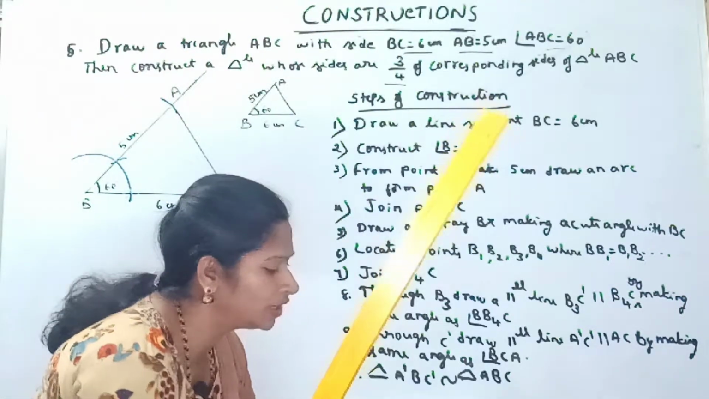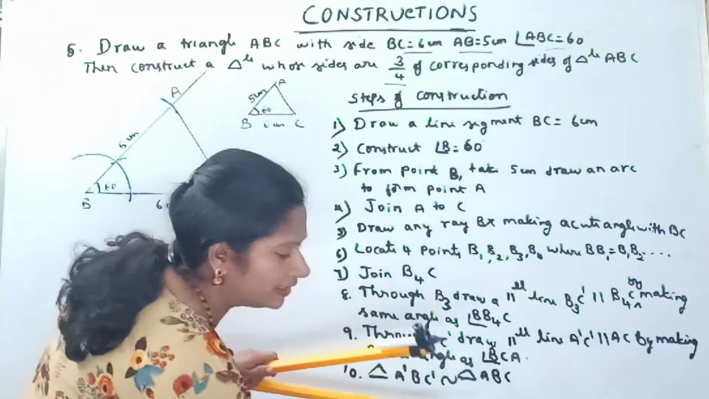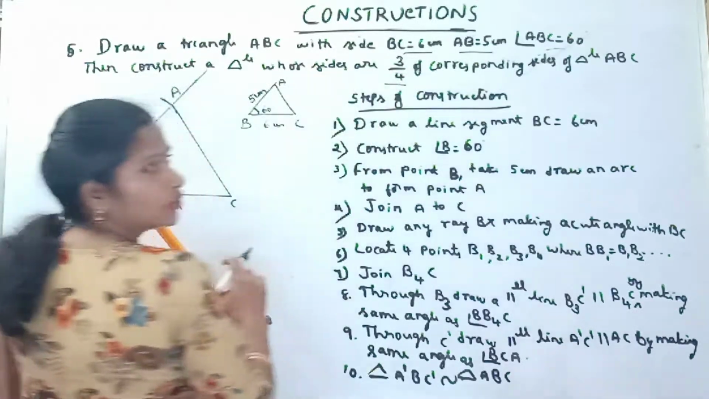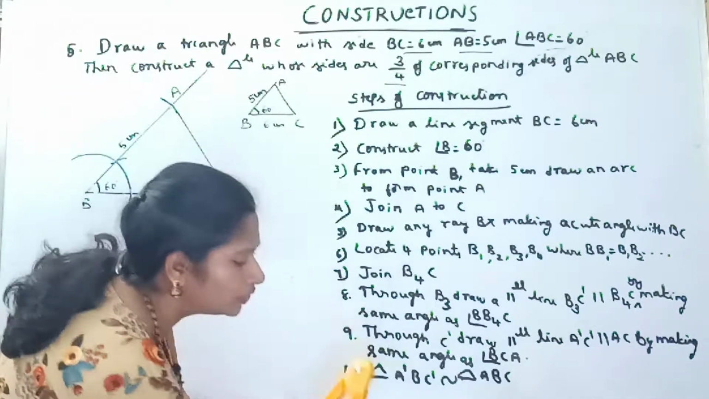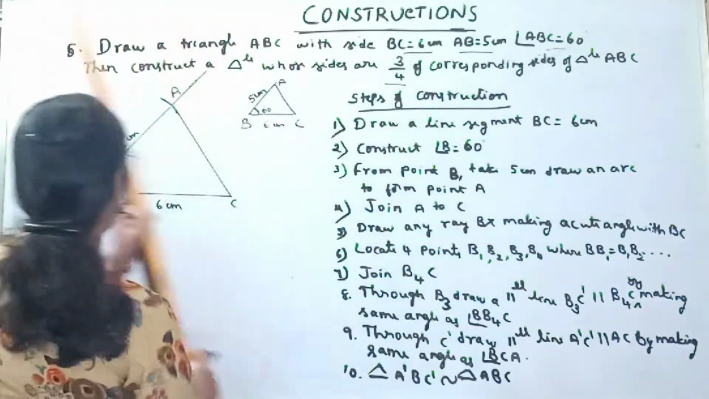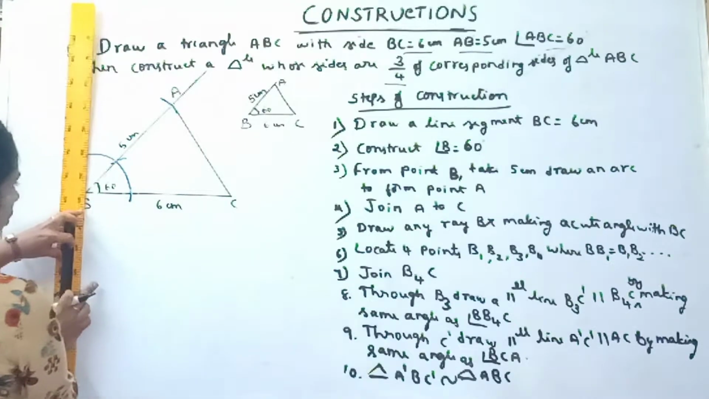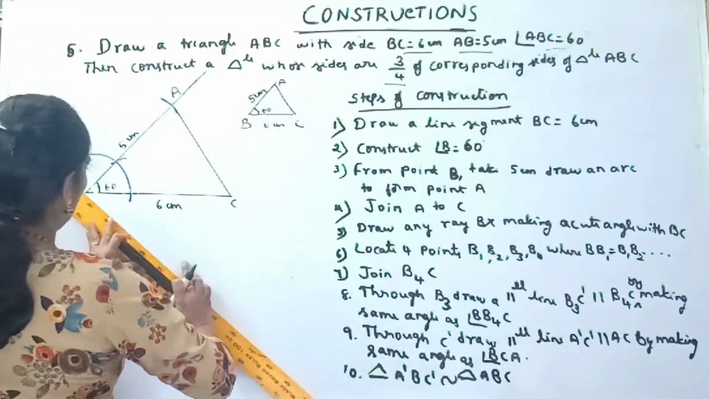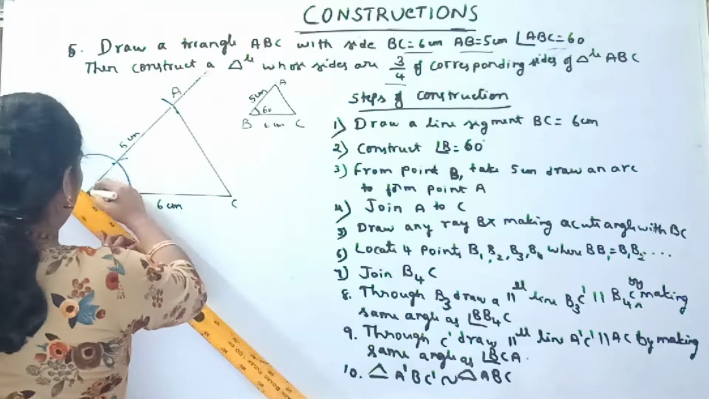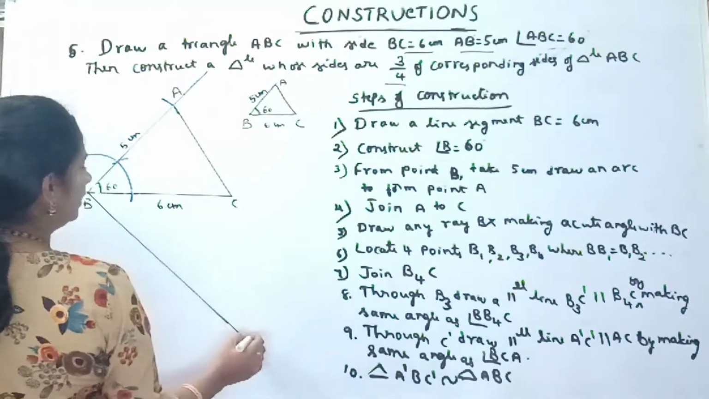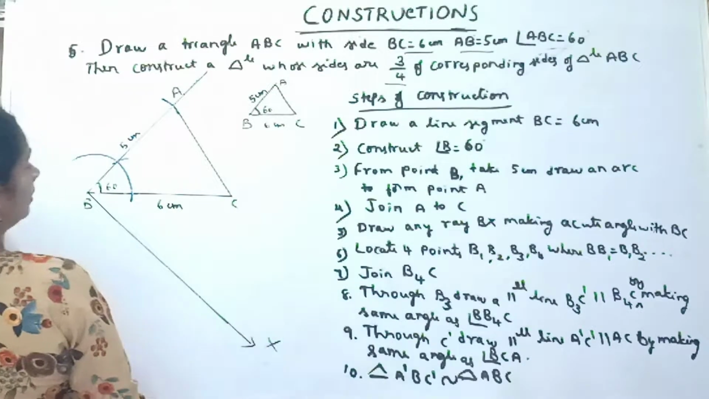Next we have to construct a similar triangle to the given triangle. What is the ratio? 3/4. So what we have to do? First you have to draw a ray making an acute angle with BC. Don't draw the ray like that. You have to draw a ray making an acute angle with BC. Call that ray BX.